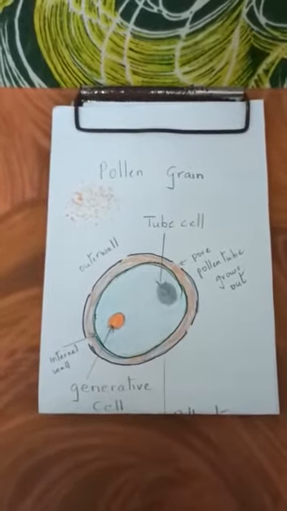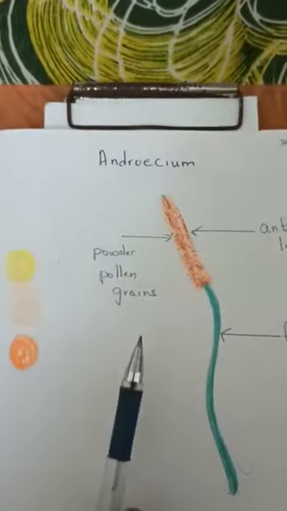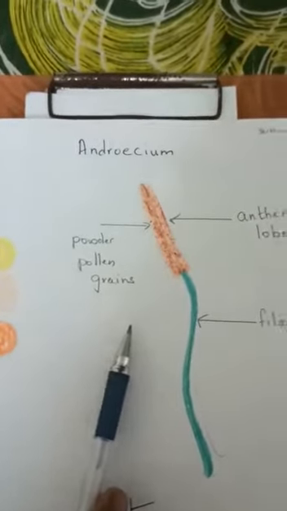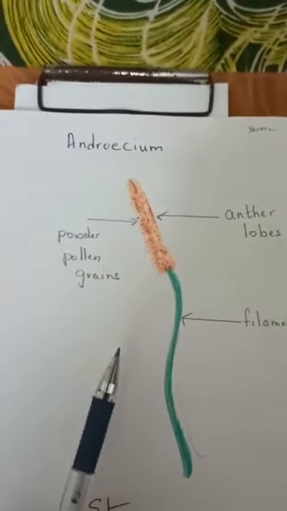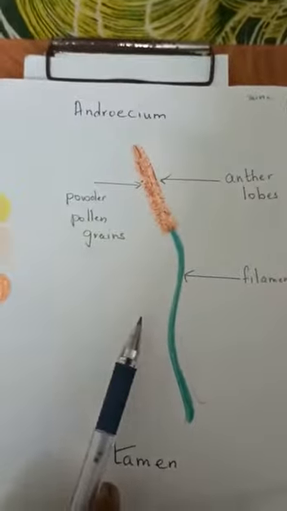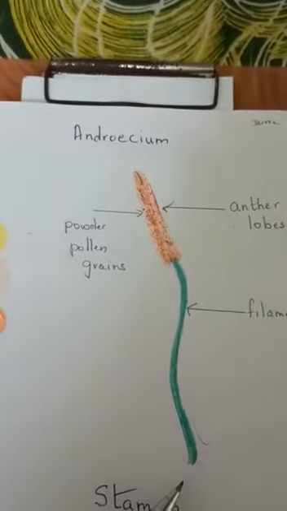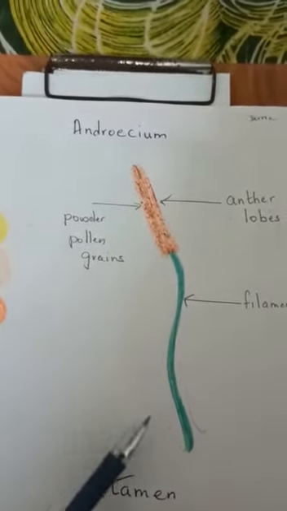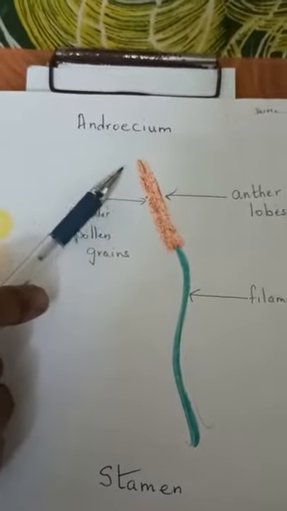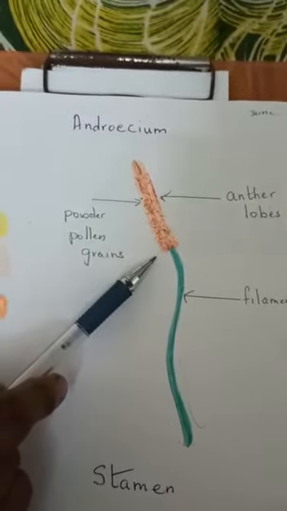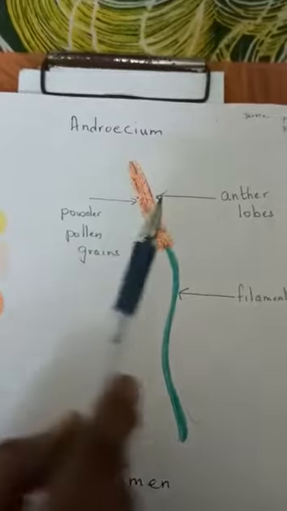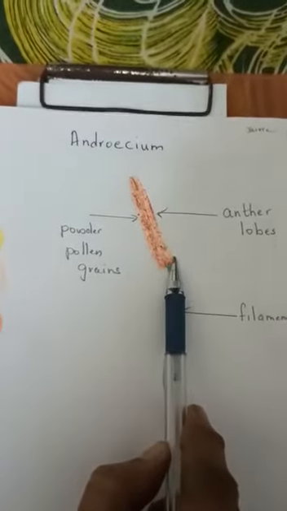Now we have already discussed the androecium. That is the male part of the flower, the third whorl. It is made up of stamens. A stamen has a filament, and at the tip it has the anther, which is present in two lobes.